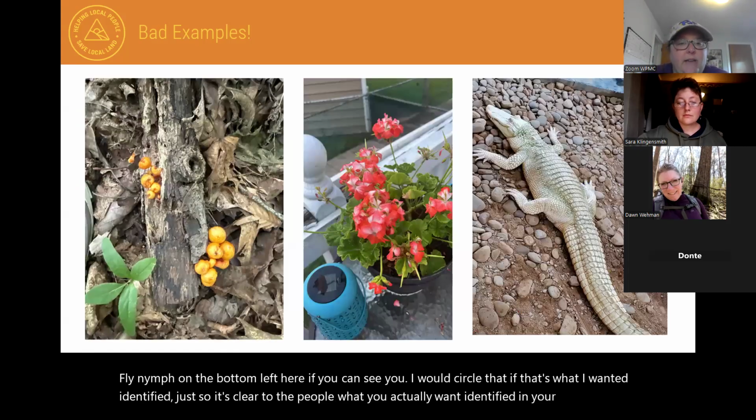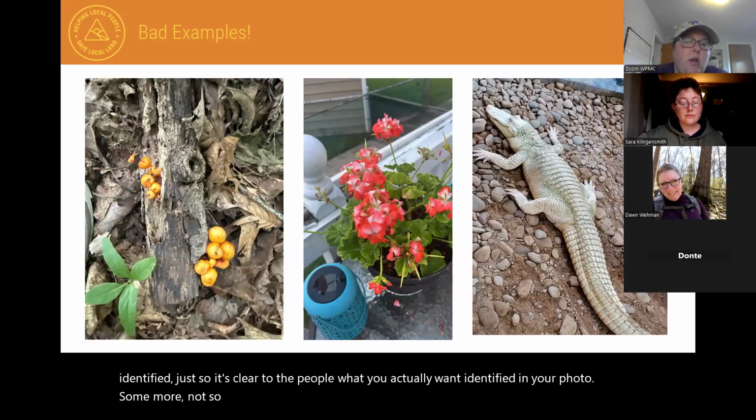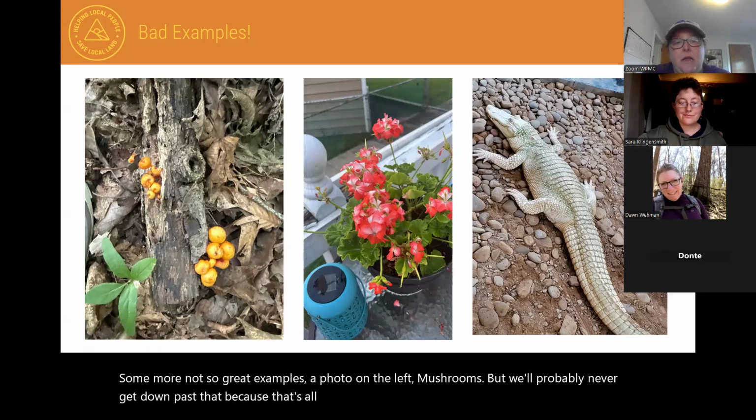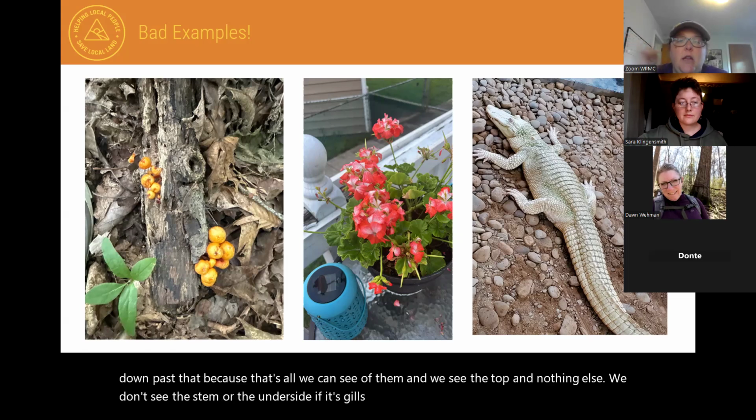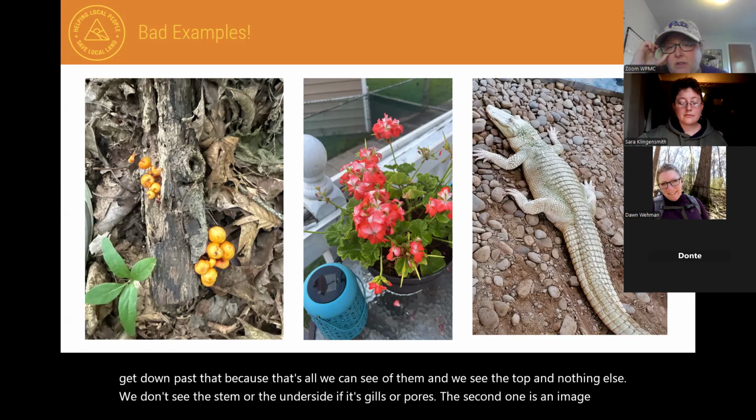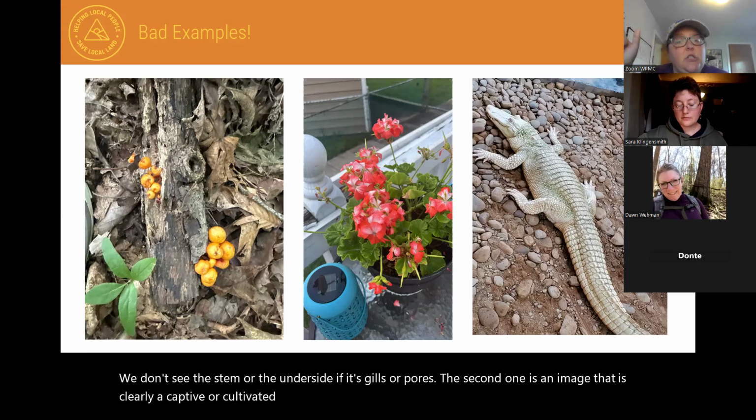Some more not so great examples. Photo on the left, mushrooms, but we'll probably never get down past that because that's all we can see of them. We see the top and nothing else. We don't see the stem or the underside, if it's gills or pores. The second one is an image that is clearly a captive or cultivated plant, but wasn't marked as such.